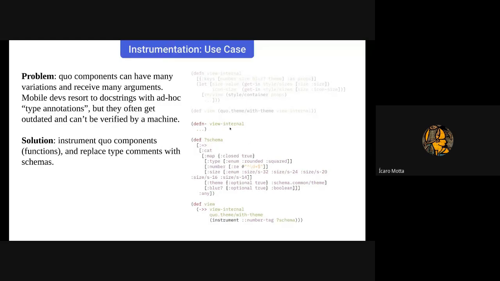So here the schema has been stored in the var. It returns any. As you can see, the second value is any. We don't care about the return value. It's hiccup, but who knows what's inside this hiccup? And the arguments, there's just one, is a map. It's closed. No new keywords or different keywords are accepted. The type, as I mentioned, can be just one of rounded or squared. The number is actually a string.